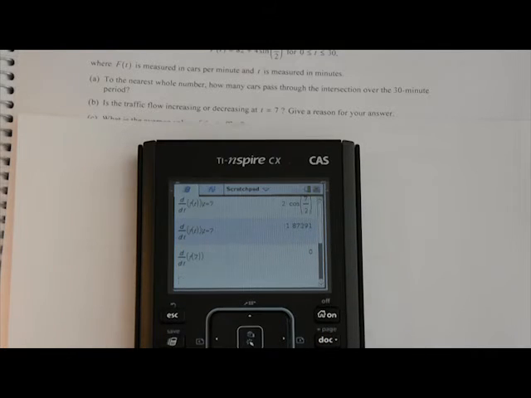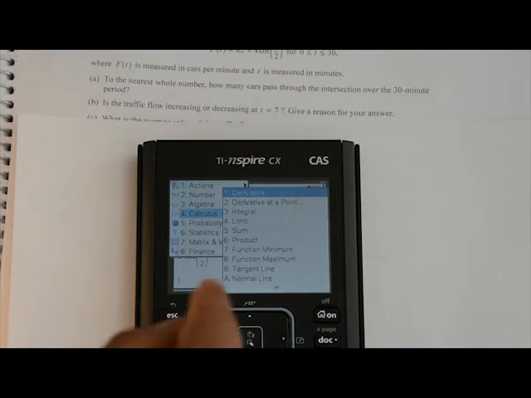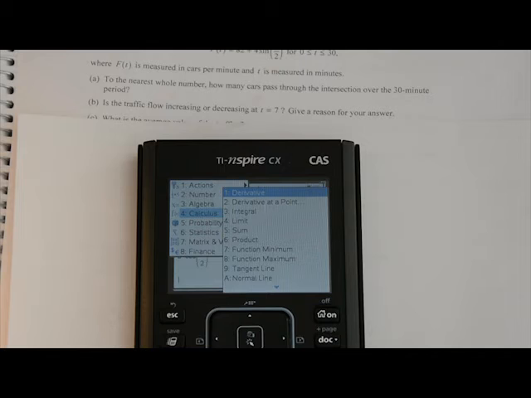Now, if we look at part B, we see, is the traffic flow increasing or decreasing at t equal to 7? And give the reason for your answer. This part is actually really nice, because all we're trying to do is find f prime of t. So all we need is f prime of t. We just need to find the derivative function.